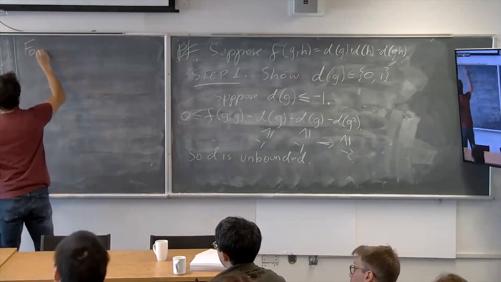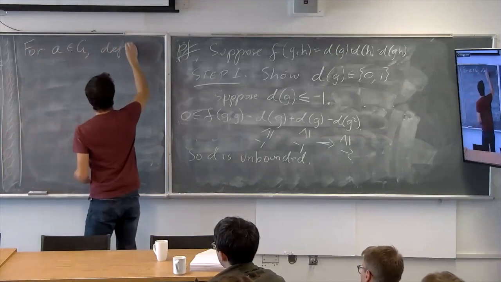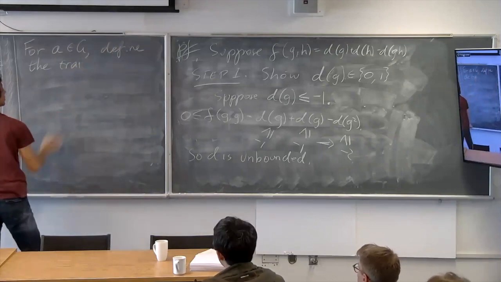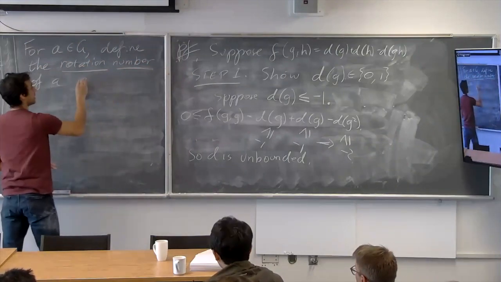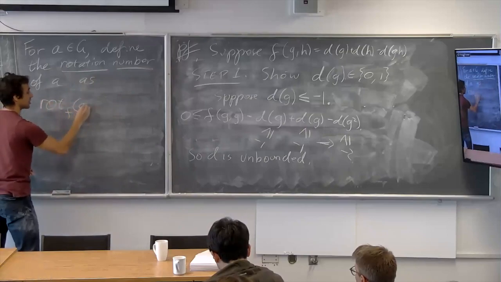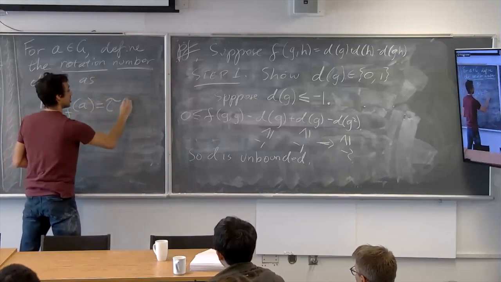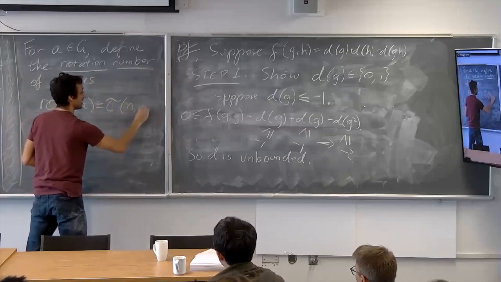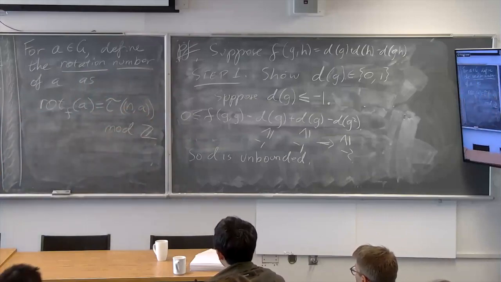For a in G, define the translation number, sorry, rotation number. That's what I wanted to define. The rotation number of a with respect to some circular ordering F is equal to the translation number of a tilde mod Z. So you pick a lift, you look at its translation number, you take that number mod Z.